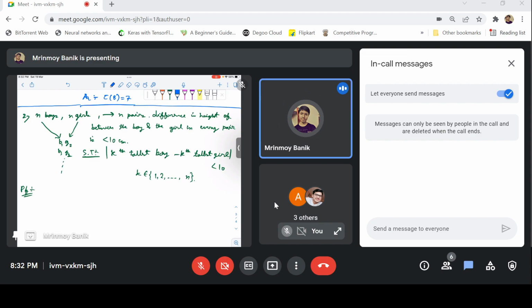Just try to think, this is obviously a problem of PHP. So think about what are the balls and what are the boxes. Think for 5 minutes. I am also thinking.